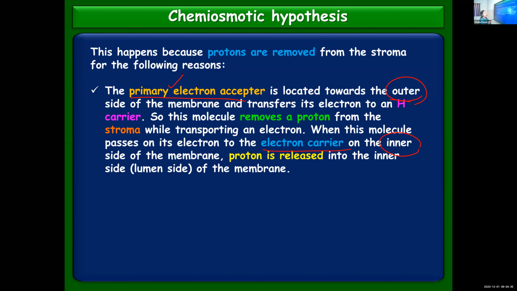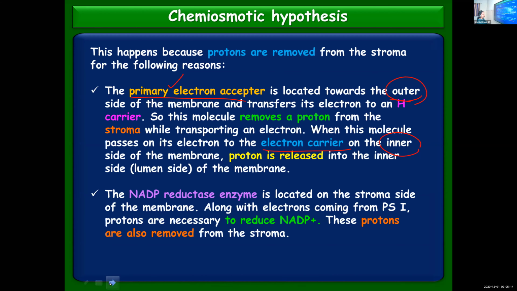And this electron and proton will be transferred to where? We learned the protons as well as electrons will be removed from the primary electron acceptor, present on the outer side, and transferred to a proton carrier. This proton carrier will transfer it to an electron carrier on the inner side. As a result, the electron will reach the electron carrier present on the inner side, but the protons will be released into the lumen of the thylakoid.